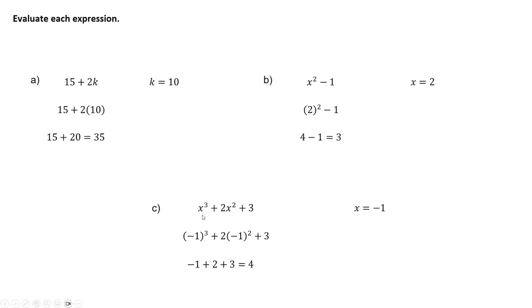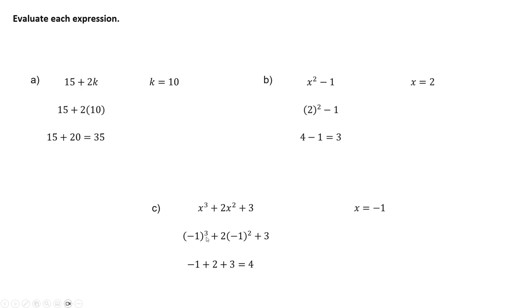In this expression, question C, x cubed plus 2x squared plus 3. And we're told that x is negative 1. And once again, it's a very good idea to use brackets so we don't get confused as to what's being raised to an exponent or what's being multiplied. So our x value is negative 1. When we put that inside brackets, that's negative 1 to the power of 3.